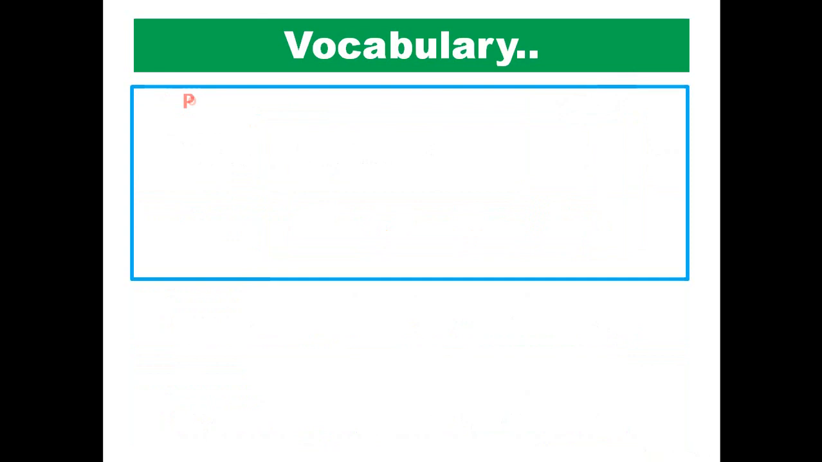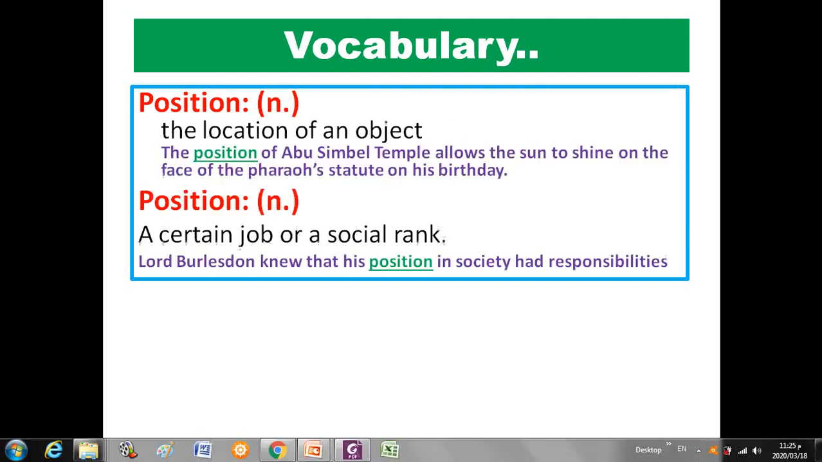Okay, we come to another word, which is position. The word position means the location of an object. I can say the position of Abu Simbel temple allows the sun to shine on the face of the Pharaoh's statue on his birthday. So position means how something is located, how something is situated, how something is placed.